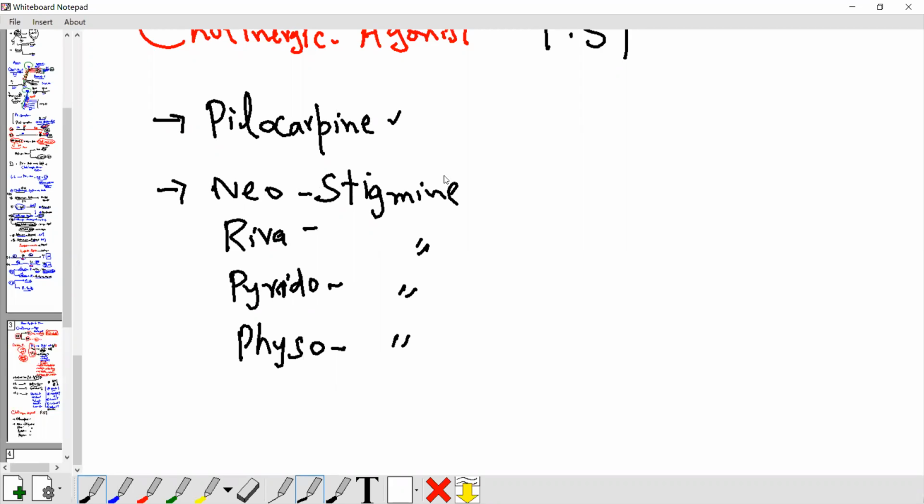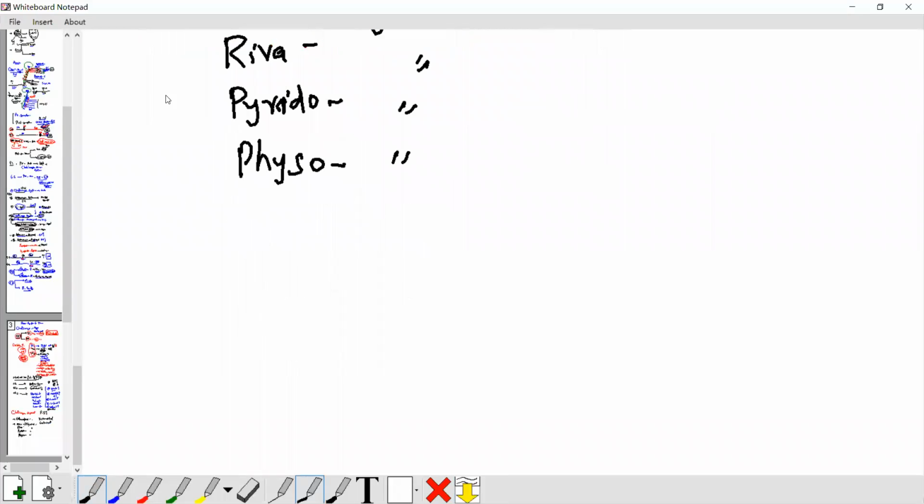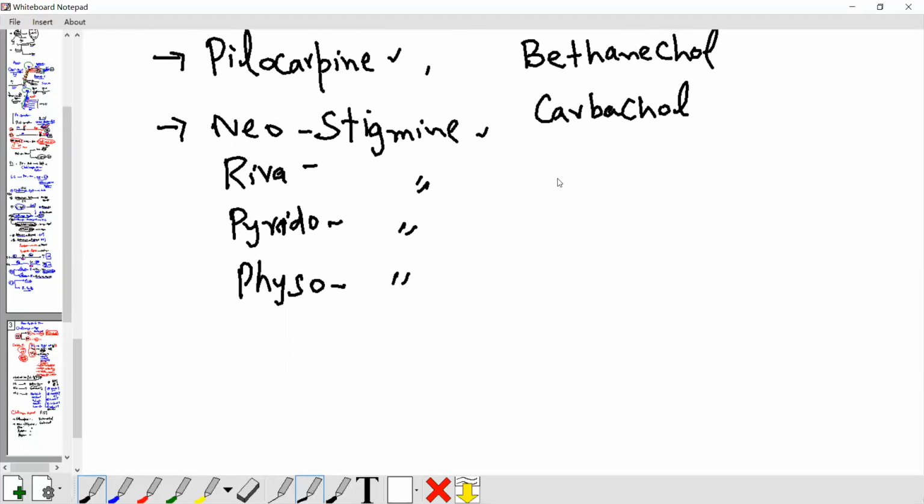Pilocarpine, neostigmine. Another name, bethanechol, is a commonly used drug. Bethanechol, carbachol. No need to worry about the names, but you must memorize which system this drug belongs to. If you know this, it's okay for you at MBBS level. Bethanechol, carbachol. Another drug name, ecothiopate.